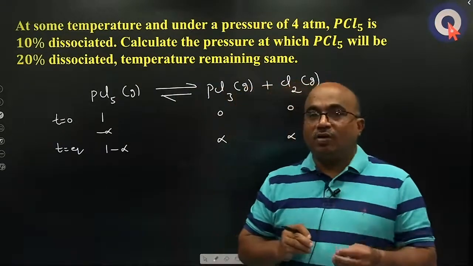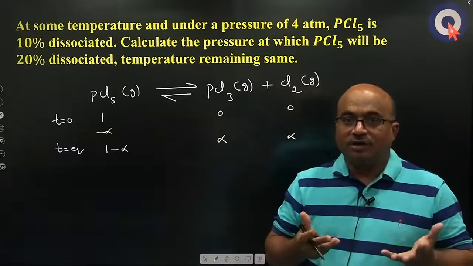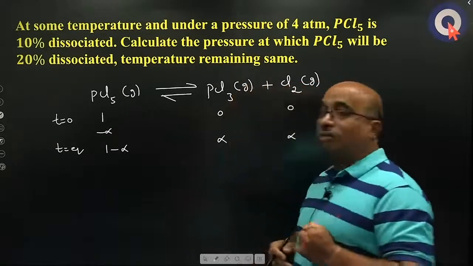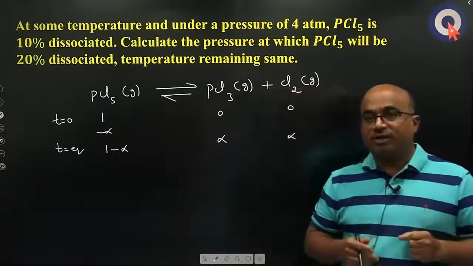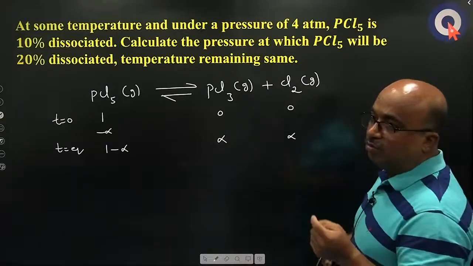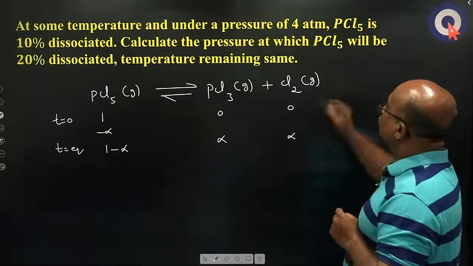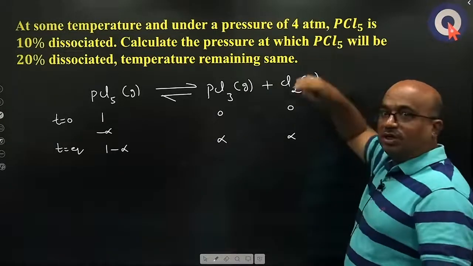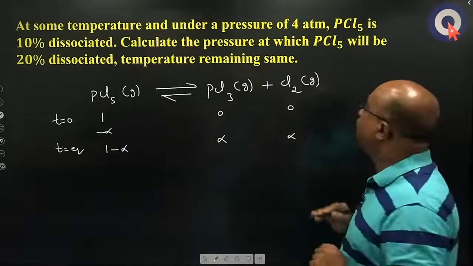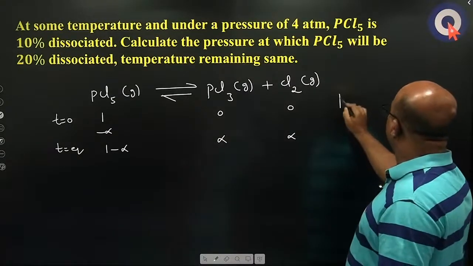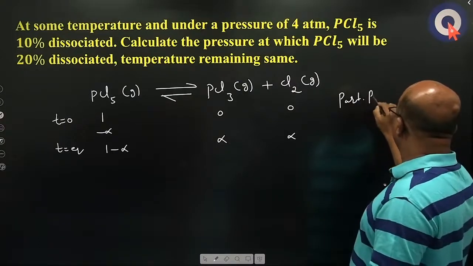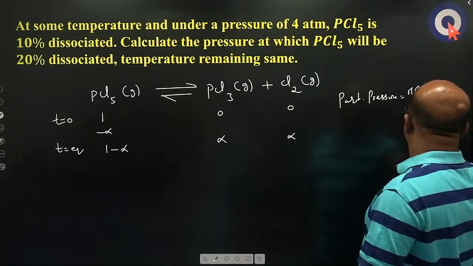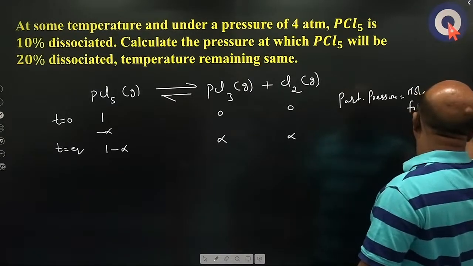When we know the number of moles of each component, the partial pressures can be determined using Dalton's law of partial pressures. What does Dalton's law of partial pressures say and how do we derive from there? Partial pressure is nothing but mole fraction into total pressure. The total pressure is what we have to calculate, so let us say total pressure as a variable P. So partial pressure is mole fraction into P total.